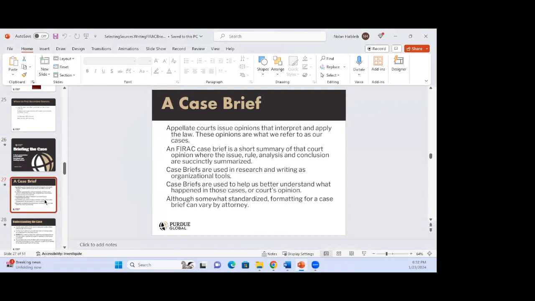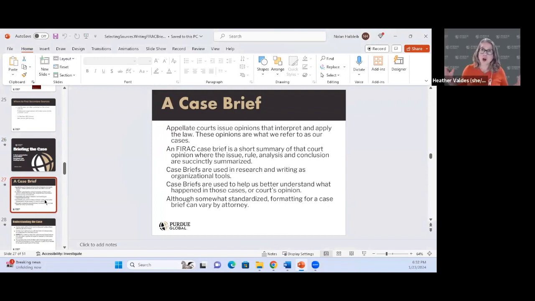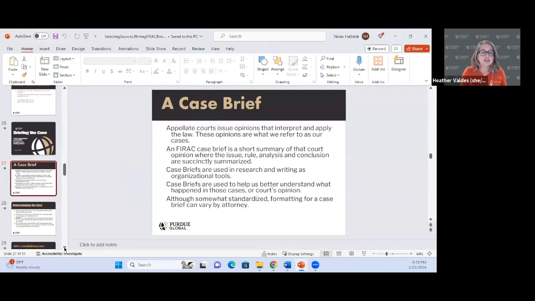So once we have this opinion of the court, our role as the legal researcher is to interpret it and use it to argue our points for our clients. So we need to be able to understand it. And thus the case brief comes in. A case brief is essentially a short summary of that court opinion that breaks the opinion down into smaller categories: the issue, the rule, the analysis, the conclusion.